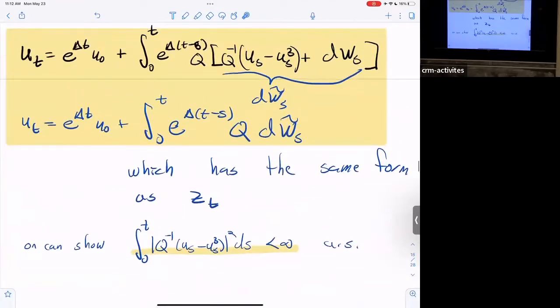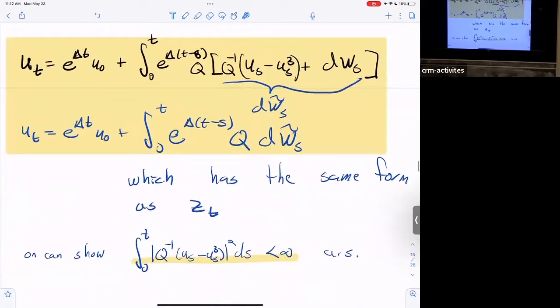Okay. Questions? Yeah, Jessica. Is there a way to see this as like a comparison principle, these two solutions? No, it's actually just the opposite. So let me explain that.